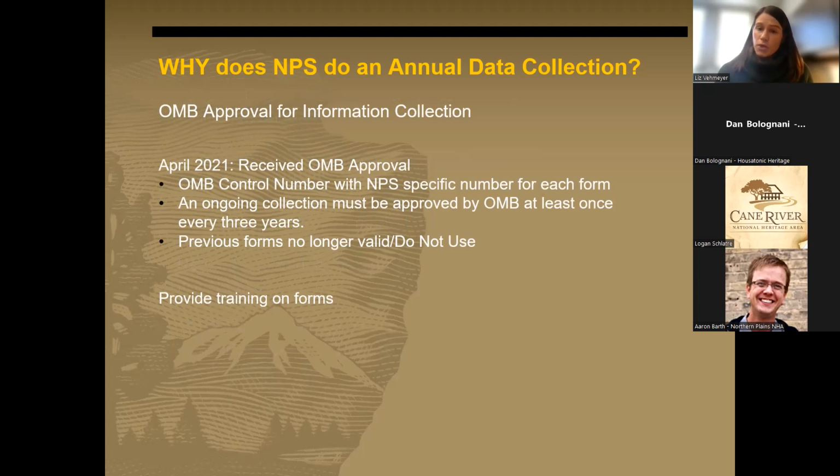So once you get approval, it's good for about 3 years, which means every 3 years you have to go through what they call, it's not a full approval process. It's more of a refreshment approval process. So starting this spring, I'll start looking into that because we'll be up in 2024. And just a reminder, the previous forms we're using that do not have that OMB control number are no longer valid and shouldn't be used this year.